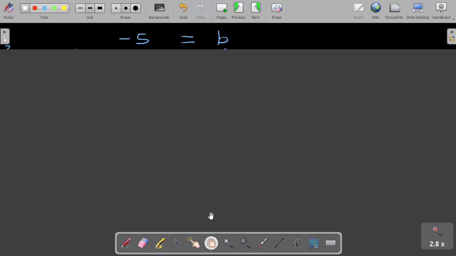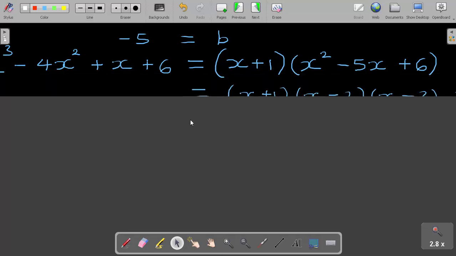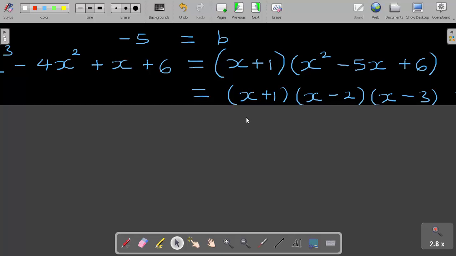So after getting the A, B, and C, like I said here, you go back and substitute. So that means our original cubic function, this one here, is the same as writing the linear factor, x plus 1, into x squared minus 5x plus 6. Okay, now to solve this one here, you can look for the factors.